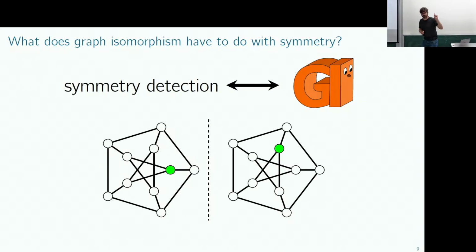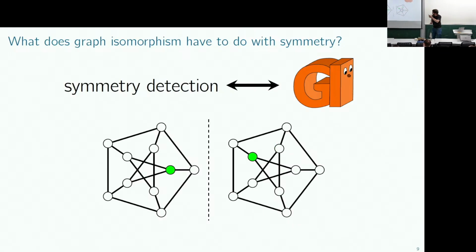We know how to do colors. We already talked about this. So we can do colors. And now I can ask my graph isomorphism oracle, is there an isomorphism from here to here, mapping the green vertex to the green vertex? Now, this will imply it's an automorphism of the graph, because the graph is the same. And it will be a non-trivial automorphism because I forced the green vertex to go somewhere else.